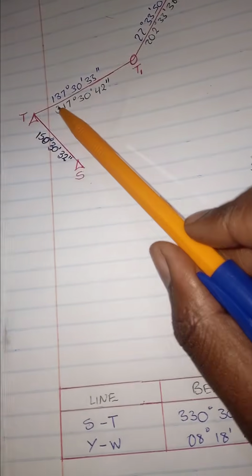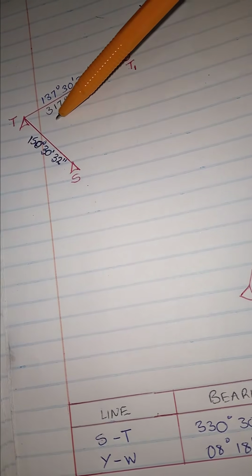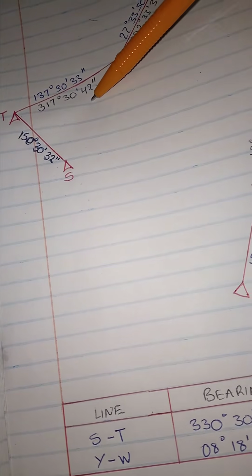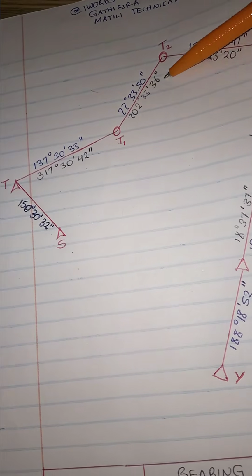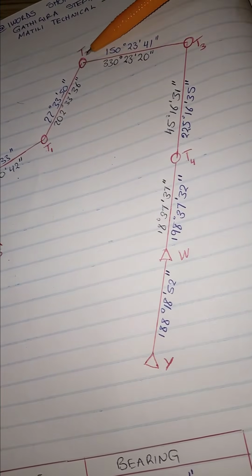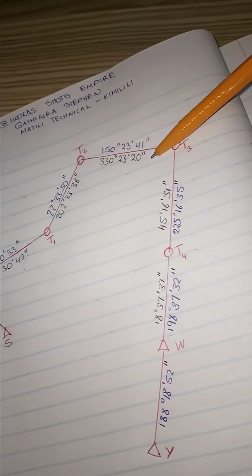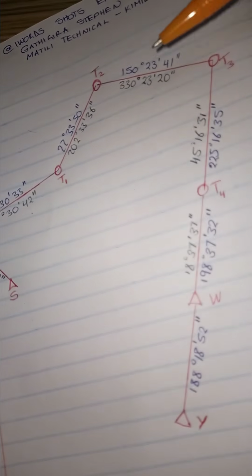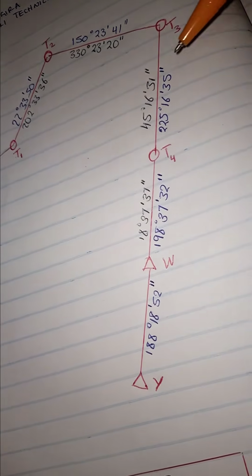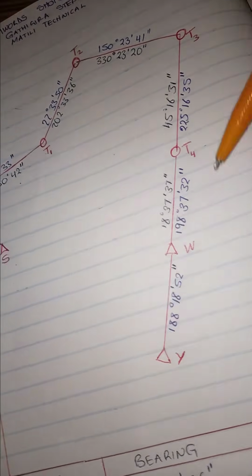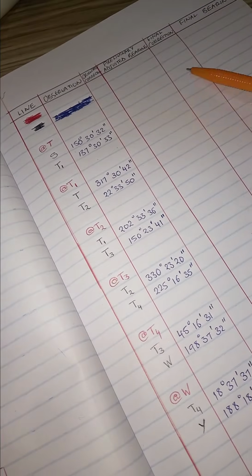Then we have been given here 137°30'33", this is the fore bearing. Then the back bearing I have written in the black pen. So here are all my values, the fore bearings and the back bearings of those lines. From T to T3, this is the fore bearing, then the back bearing is 313°23'20", written in the black pen. Remember all these values that I have written here are the values that I have directly translated onto this bearing sheet.